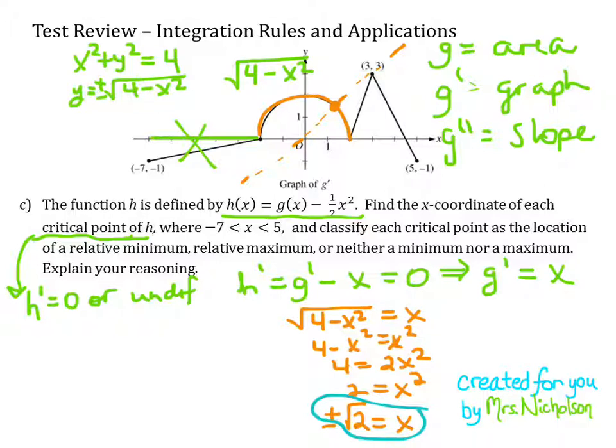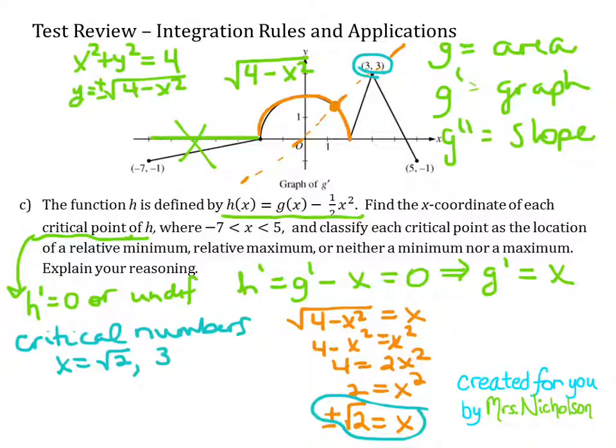Now if you notice on the graph, they actually gave us the other one, which was nice. This point right here, the point (3, 3), I have an x coordinate of 3, and I have a g prime value of 3, and so those are equal. And especially if you consider the line y equals x, those are our only two possible critical values. So my critical numbers are x equals square root of 2 and 3.